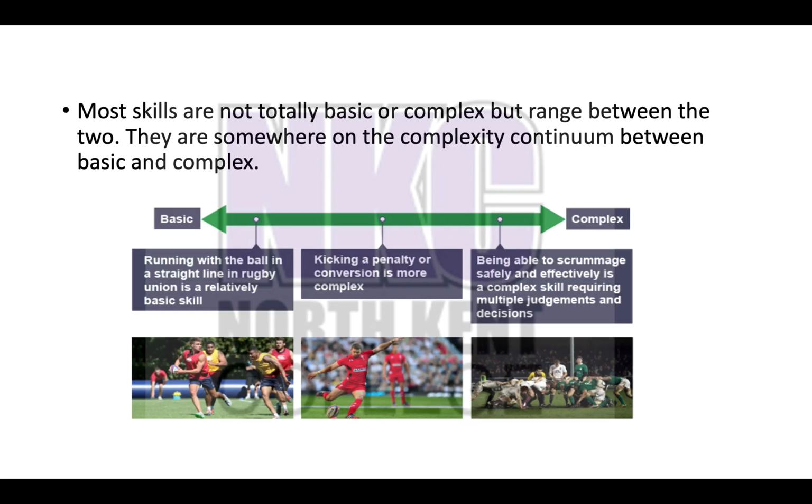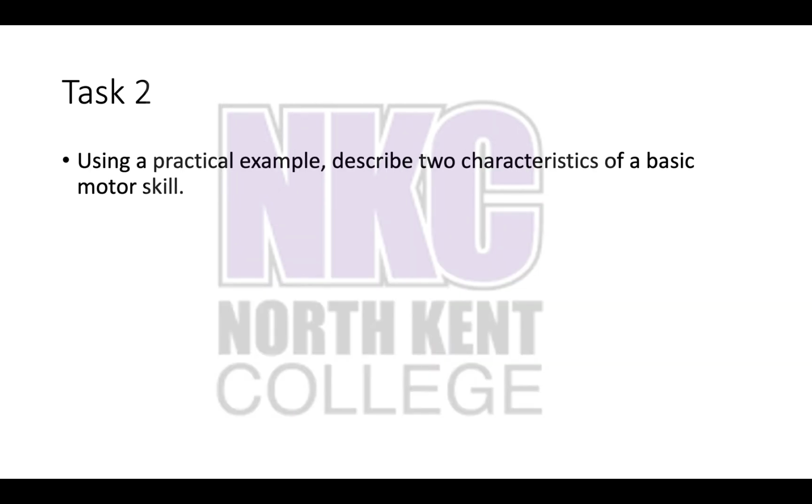Most skills are not totally basic or complex, but again, fall on a continuum somewhere between the two. So, for example, my sport is rugby, so these are very rugby specific, but we've got basic skills such as running with the ball in a straight line. More complex would be kicking a penalty or a conversion, and then a complex skill would be being able to scrummage safely and effectively, requiring multiple judgments from the brain, from the body, and lots of different skill components as well.